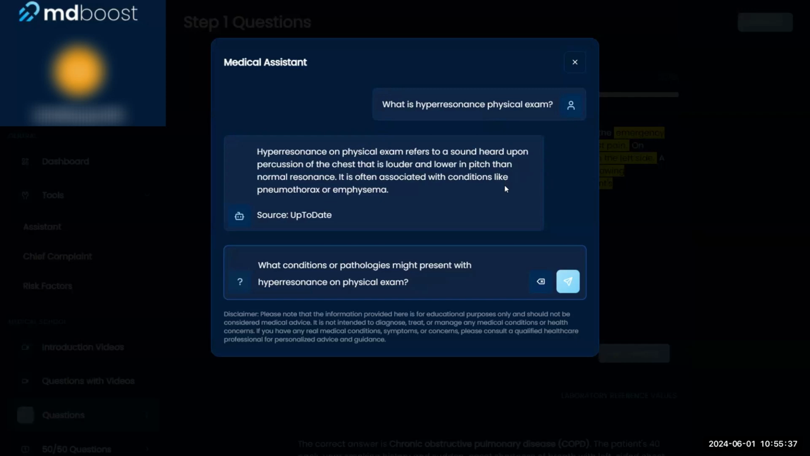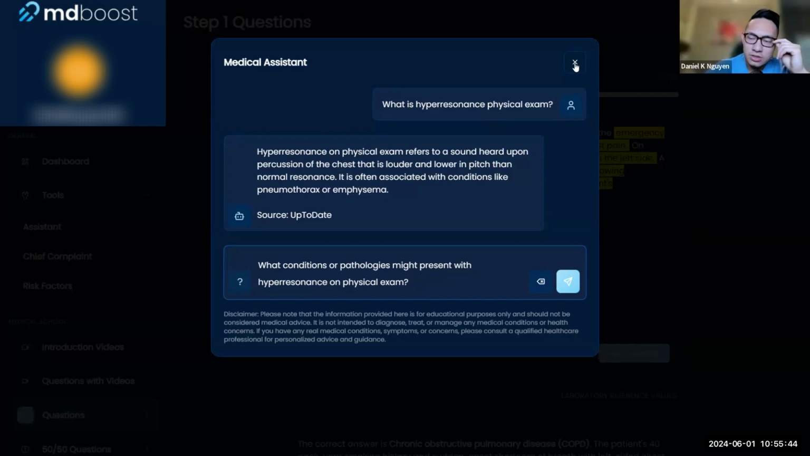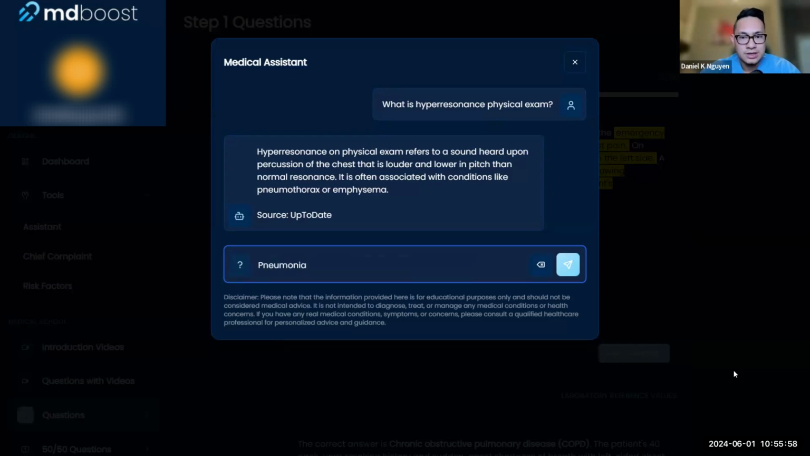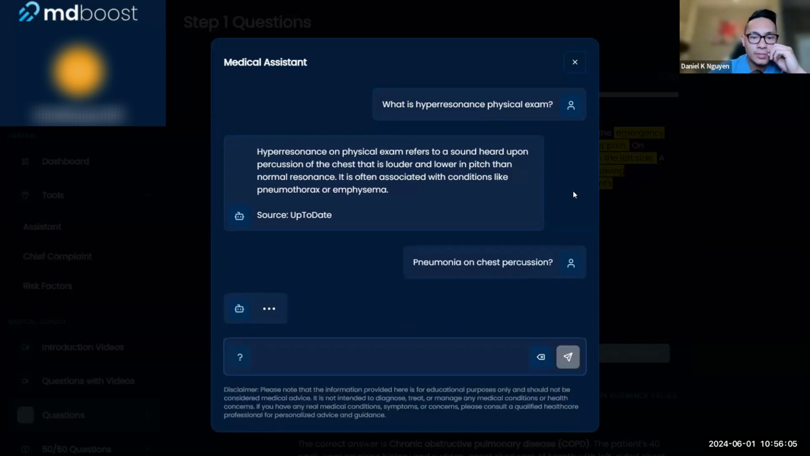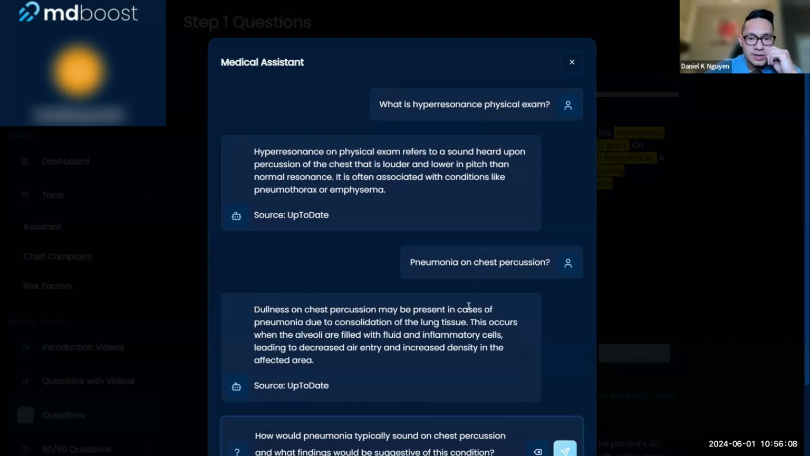Now with a pneumonia, when we tap that, what would that be? Would that be hyporesonant? You can have a little bit of hyperresonance there too, right? So for instance, let me type in pneumonia on chest percussion. See, it may cause dullness, right? It's going to be more dull.